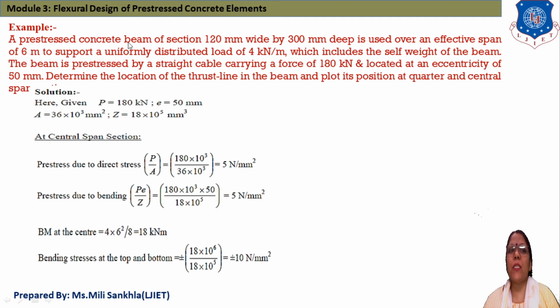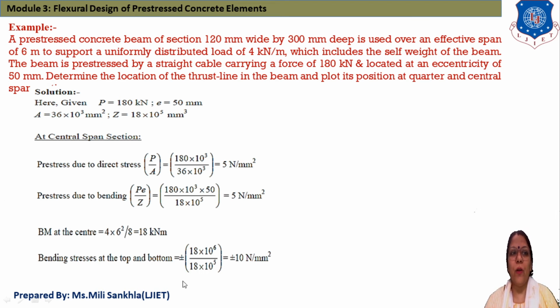Read the data. A pre-stressed concrete beam of section 120 mm by 300 mm deep is used on an effective span of 6 meters, supporting a uniformly distributed load of 4 kN per meter, which includes the self-weight of the beam. The beam is pre-stressed by a straight cable carrying a force of 180 kN and located at an eccentricity of 50 mm. e is given here. Determine the location of the thrust line in this beam and plot its position at quarter and central. Quarter means L by 4 and center means L by 2.